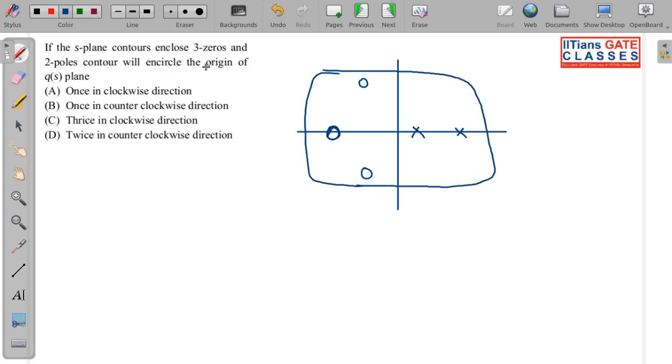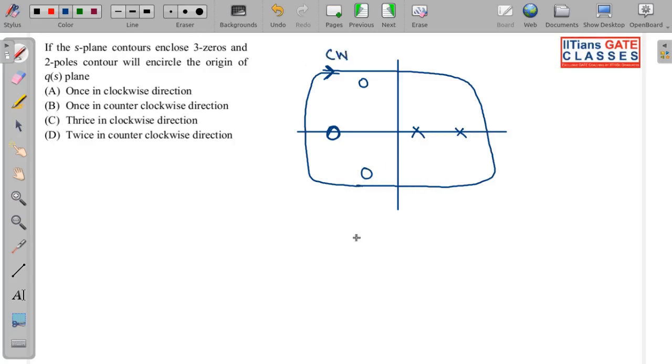If the S-plane contour encloses 3 zeros and 2 poles, the contour will encircle the origin of the QS plane. Here they have not given in which direction the encirclement is taking place. If we assume, you can see everything is written in the clockwise direction. That means, as this is a zero dominant system, I am assuming clockwise only.